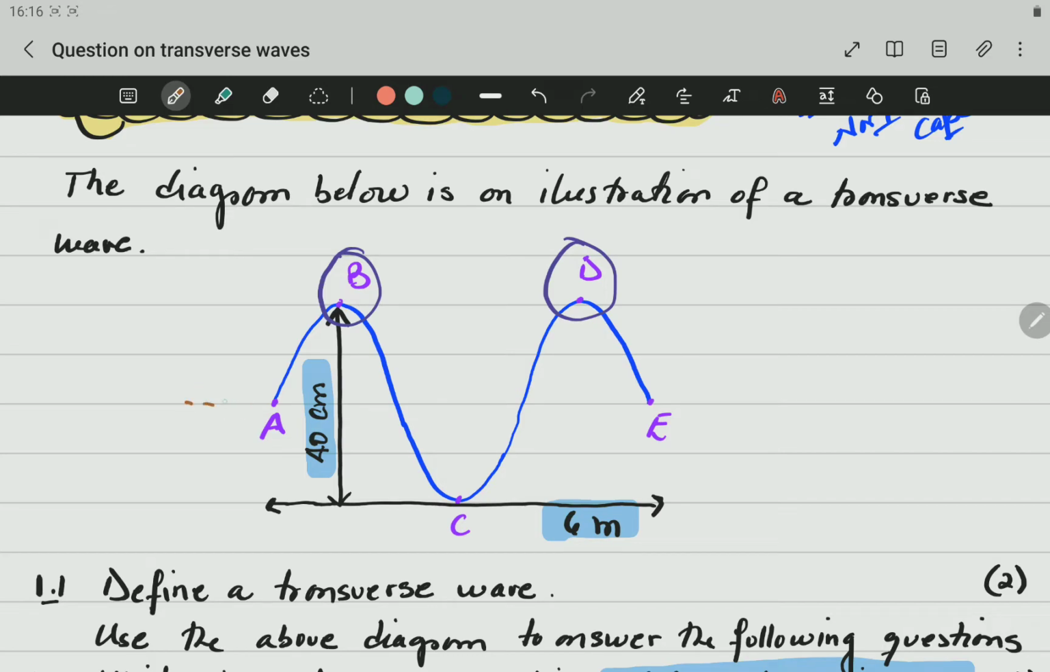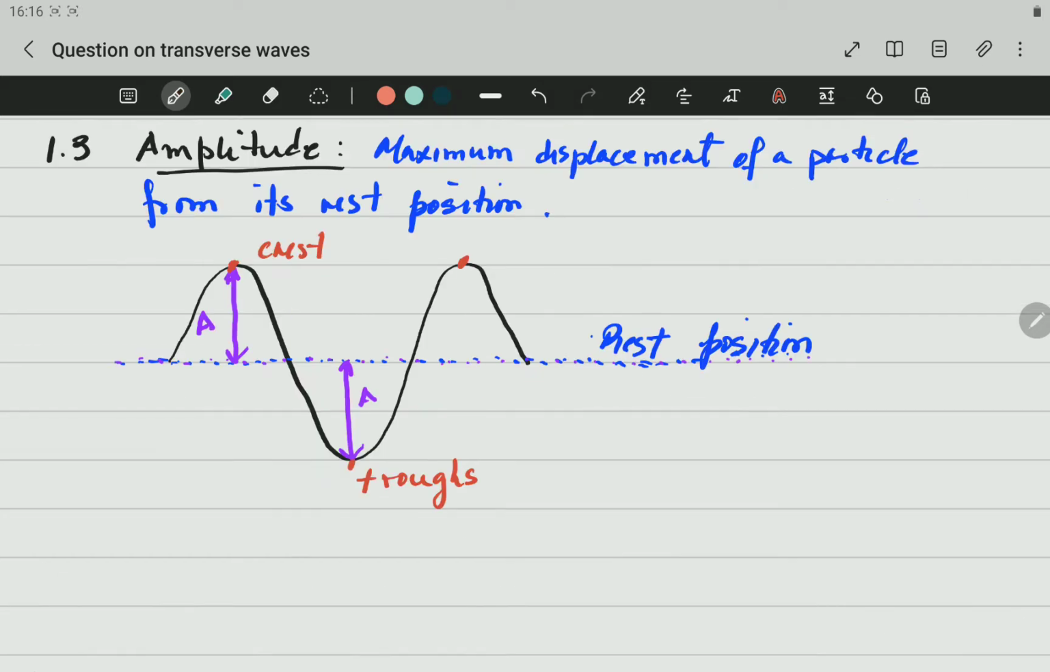Remember, the rest position is here, which cuts that distance in half. And we have the distance from a crest to a trough. That means that the amplitude will be half that number, and therefore it would be 20 centimeters. So the answer here is amplitude equals 20 centimeters. They are not asking to give the amplitude in meters, so we can write it in centimeters. All right, so let's go to 1.4.